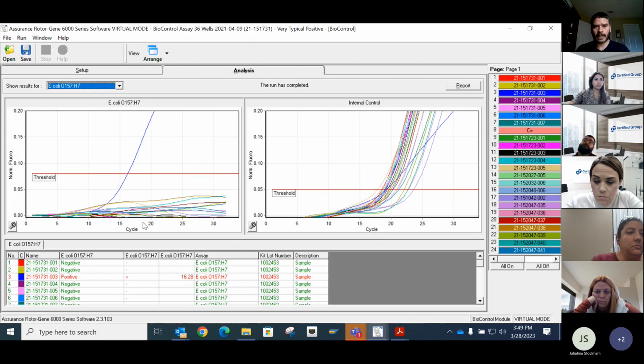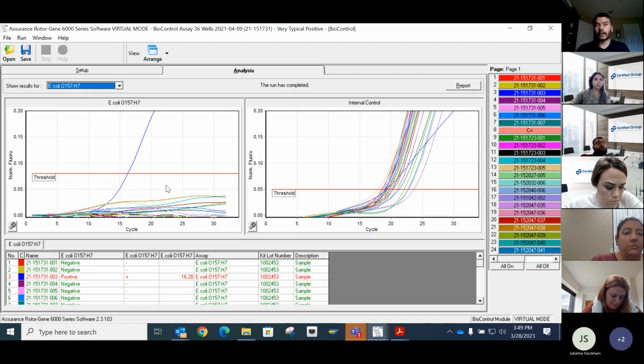Float in the lines is perfectly normal. Some of them are down below the threshold here, below the 0 point. Others just float through here. This is an extremely normal run. ICs all look good, pretty much no inhibition. So sample prep was done great. None of the matrix was interfering with it.